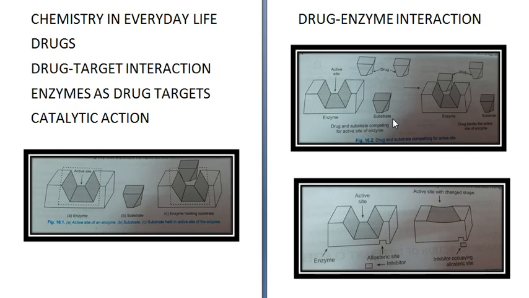The branch of science dealing with the treatment of various diseases with suitable chemical substances is known as chemotherapy. Overdose of any drug can be toxic and poisonous.